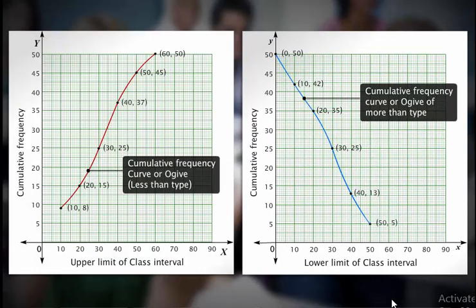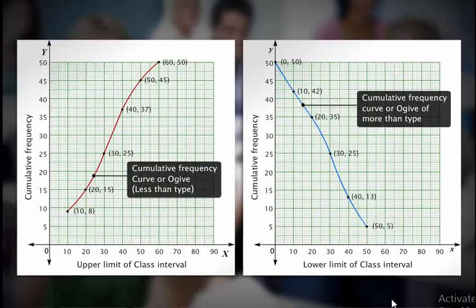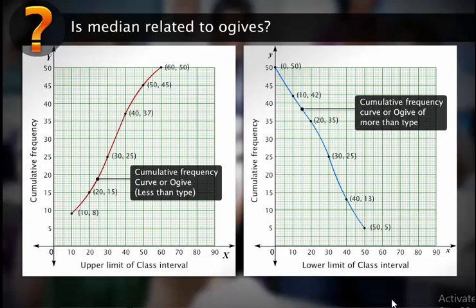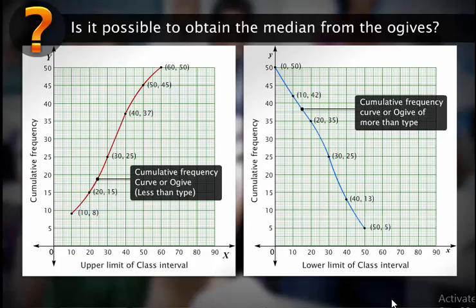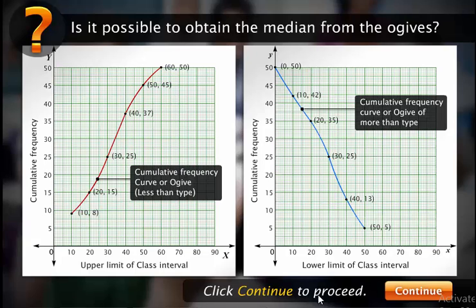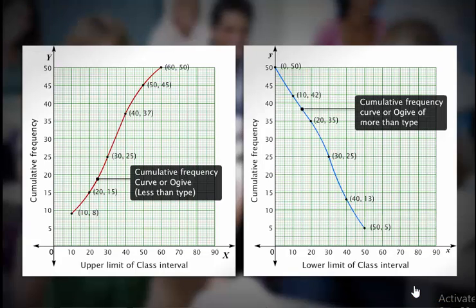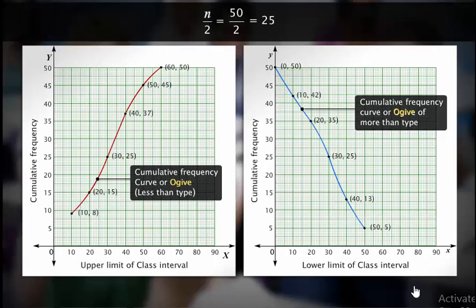Observe these two curves. These two curves represent the same data. Recall that the median of the grouped data can be found from the cumulative frequency distribution table, and the ogive is the graphical representation of the cumulative frequency distribution. Is there any relation between the ogives and the median? In other words, is it possible to obtain the median from these ogives of less than and more than types? Yes, the median of the data can be found graphically from the ogives.